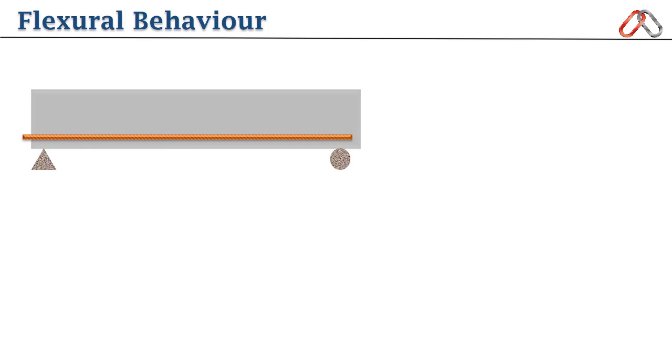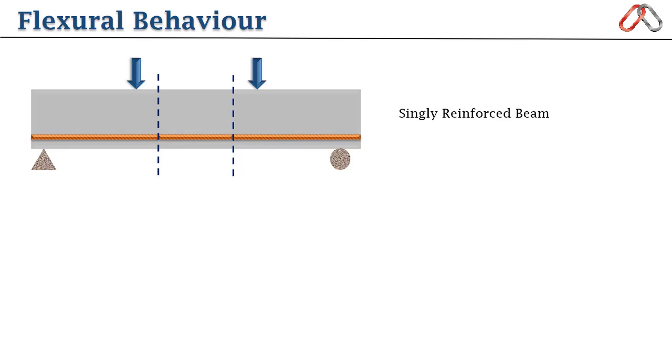Let us consider a simply supported RCC beam with reinforcement steel only on the tension side. We call it a singly reinforced beam. This beam is loaded with two gradually increasing concentrated loads. The central segment of the beam is in pure bending, so to resist the applied load, internal moment is induced in the beam. If we look at the cross-section of the beam, let me export it to another slide so that you can understand it easily.